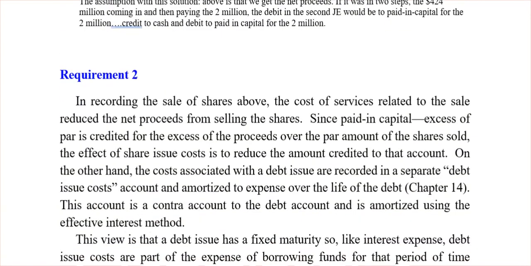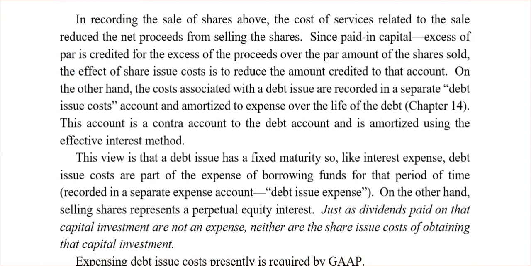So the point you want to know is the point that's in 2. How do we handle it? And this is where we start talking about theory. I guess go down to the 4th line here of this paragraph. It says, on the other hand, the costs associated with a debt issue are recorded in separate debt issue cost accounts and amortized to expense over the life of debt. This account is a contra account to the debit account and is amortized under the effective interest method.